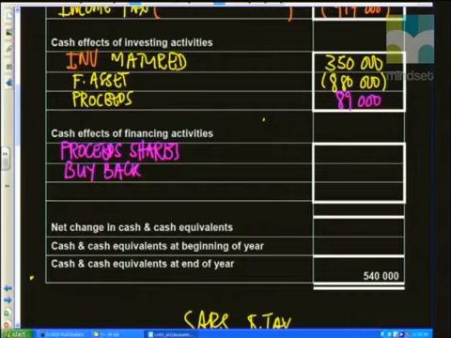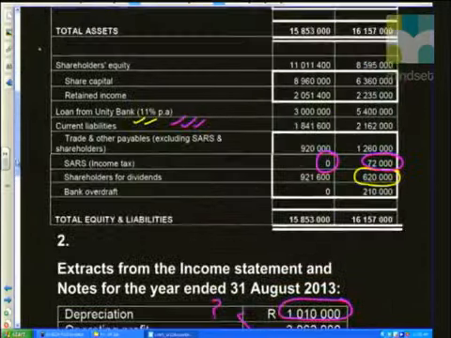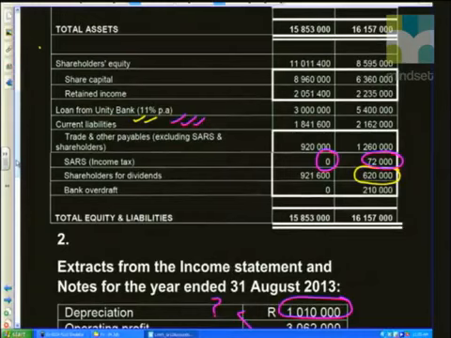And the third component that we're looking at are the loans. Right, let's look at the loans first. Let's go to my information and see what we have regarding our loans. Now, if I look at my loan, there's my comparison. I had a loan at the beginning of the year to the value of 5,400,000. I now have a loan of 3 million rand.